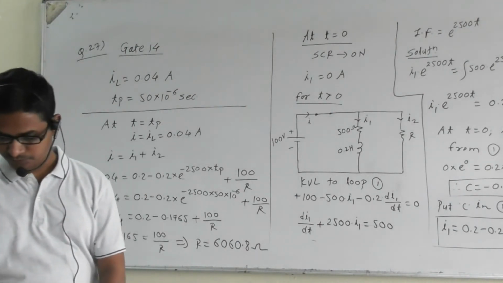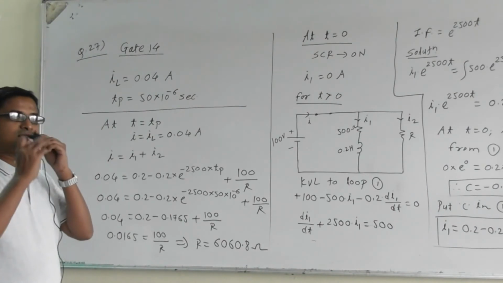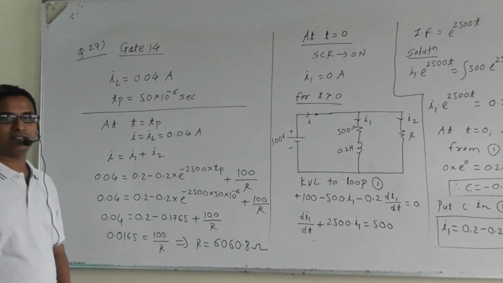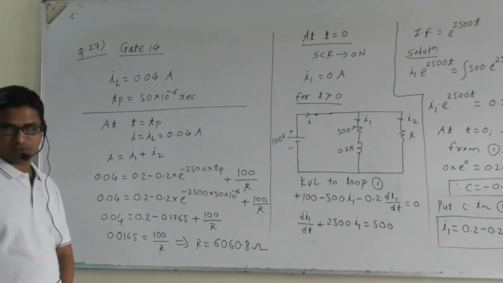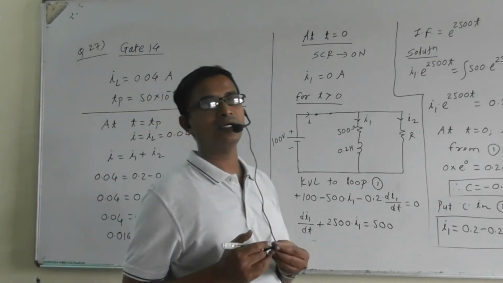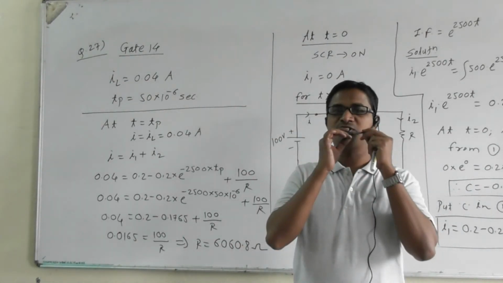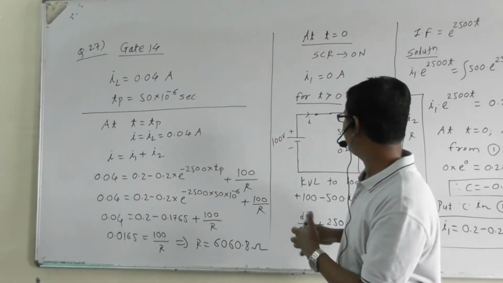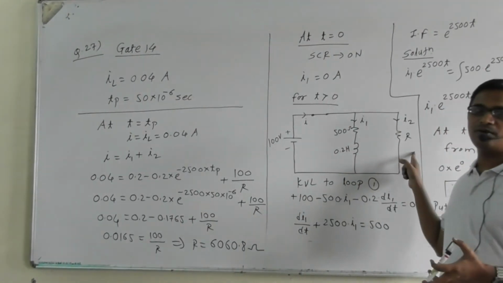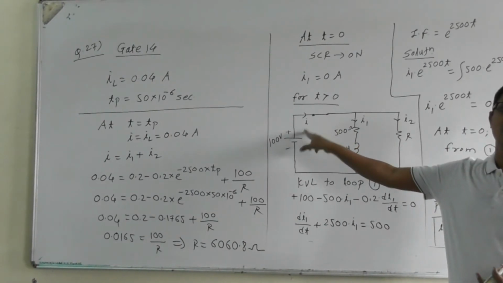So this is the question they asked in the exam, GATE 14. They have not asked a straightforward question. They have given the gate pulse width and asked for the possible value of the resistor required, such that I is equal to IL.